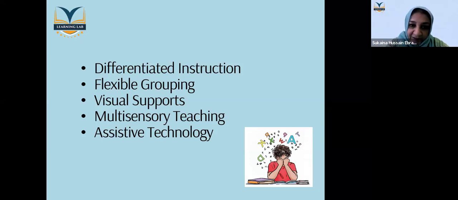Then comes flexible grouping. Here you have to be very careful. Do not let them sit in a big, huge group where the child loses their identity or maybe gets bullied. Flexible grouping means letting them work in small groups and giving them the task. Do not ignore them, considering that this child can't do it. No, each and every child can learn and they should learn. It's just about the proper and relevant resources and material provided to them.